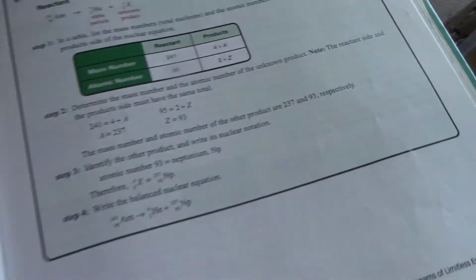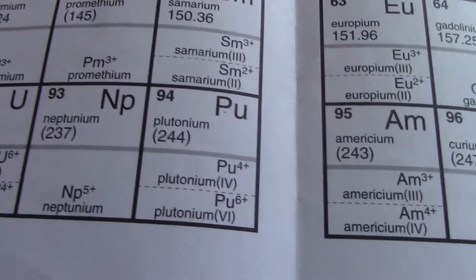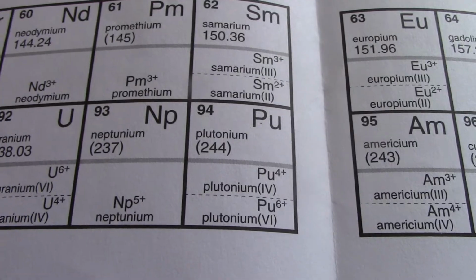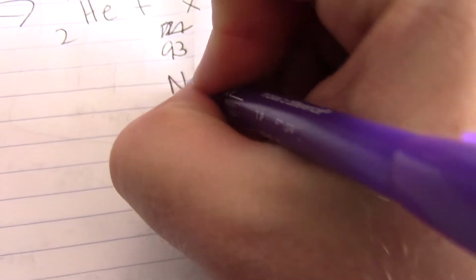I've taken 2 protons away, so this is going to be 93. When I look on the periodic table for X, I have 93 protons, because I have to have 95 on both sides. That's neptunium. So my unknown is neptunium-237.